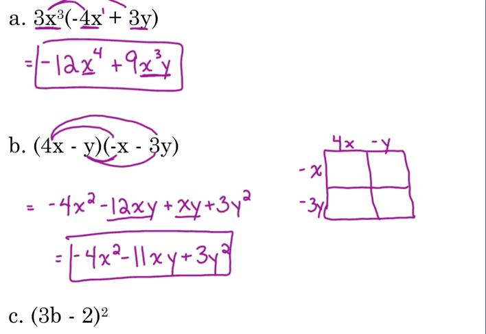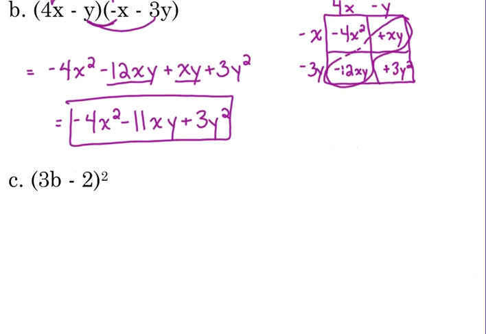4x times negative x is negative 4x squared. Then for this box, you multiply the negative y times the negative x, so that gives you positive xy. This box, you multiply the 4x and the negative 3y, so negative 12xy. And then the bottom box, negative y times negative 3y, so positive 3y squared. And then you would add your like terms there in the middle, and you get the exact same result. Okay, so if you like FOIL, do FOIL. If you like the box, do the box. I don't care as long as you get the right answer without copying your neighbor's paper.